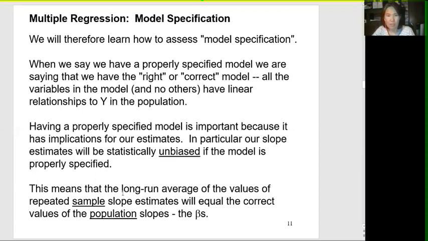This means that the long-run average of the values of the repeated sample slope estimates will equal the correct values of the population slopes, the betas. So population slopes are beta, and sample slopes are B, B1, B2, B3, B4, or whatever.